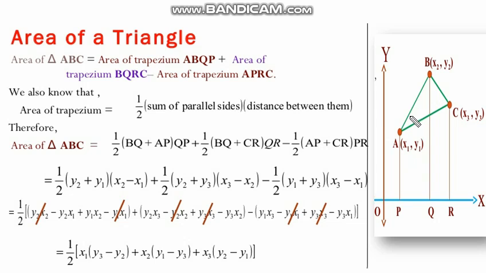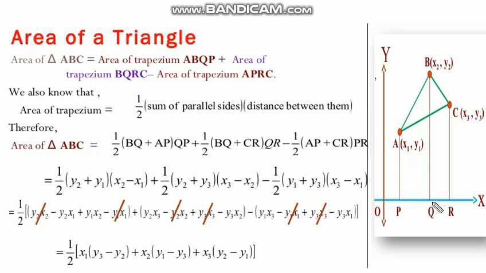First, take these points A, B, Q, P. Look at this shape. It looks like a trapezium because it has two parallel sides, so we call this a trapezium. First we need to find the area of this trapezium. Next we need to find the area of another trapezium, P, B, C, R.